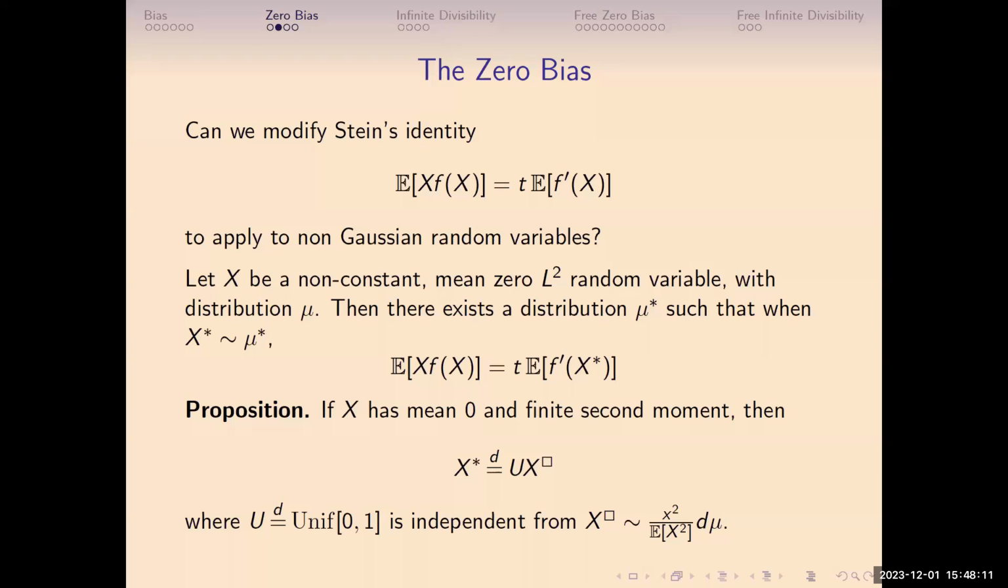So it has a chance of having a fixed point. Indeed, it does have a fixed point, and the fixed point is the normal, as we know from the Stein identity, right? So this is called the zero bias, so named because it's like size biasing a mean zero random variable.